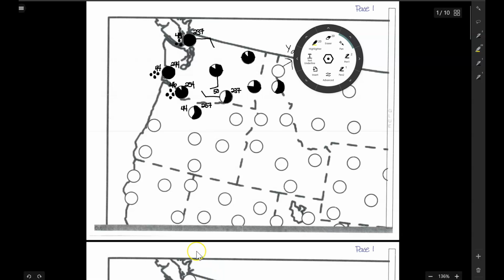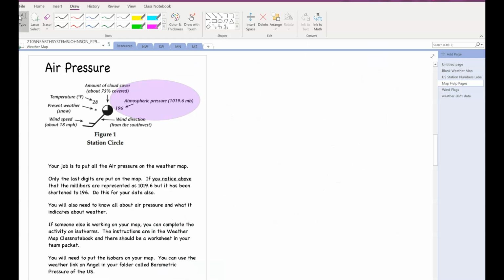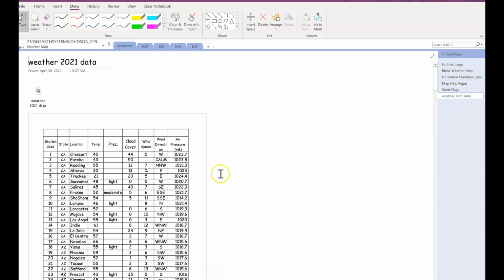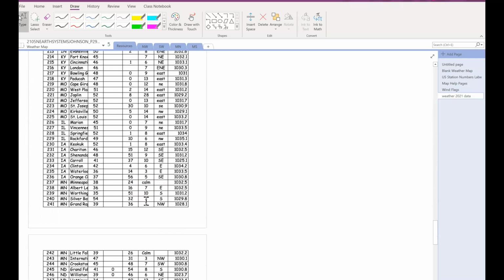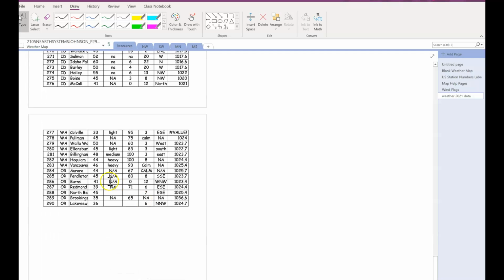Let's look at this station right here. This is station 285 Pendleton. What I need to do is open up the data and find out the information from station 285. So in my OneNote notebook, I'm going to go to the weather data, scroll down to station 285, and look at the information for Pendleton. Starting with our air pressure, the air pressure at Pendleton is 123.7.